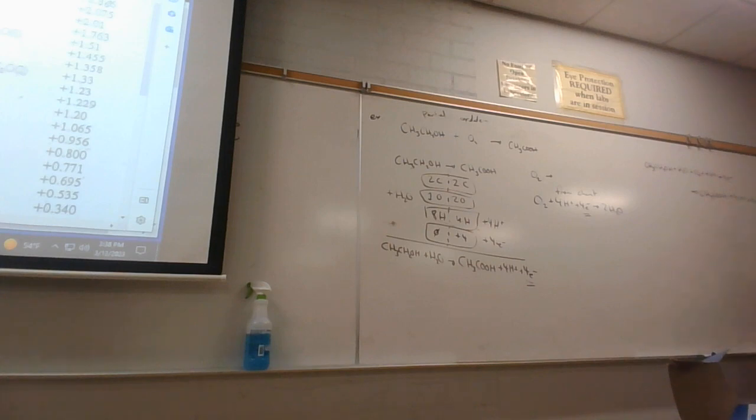All right, and then let's simplify things. The 4 electrons cancel. The 4H pluses cancel. One of the waters cancels here. And so what I end up with is ethanol plus O2 yields acetic acid plus H2O.